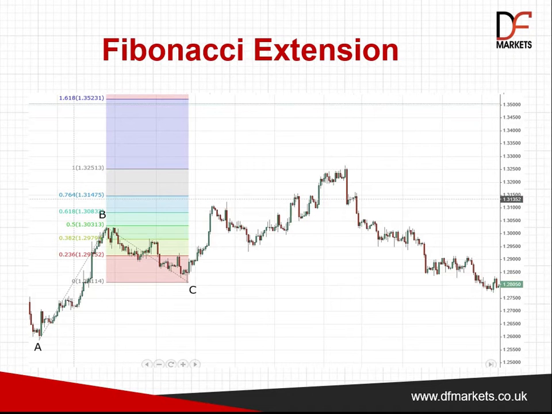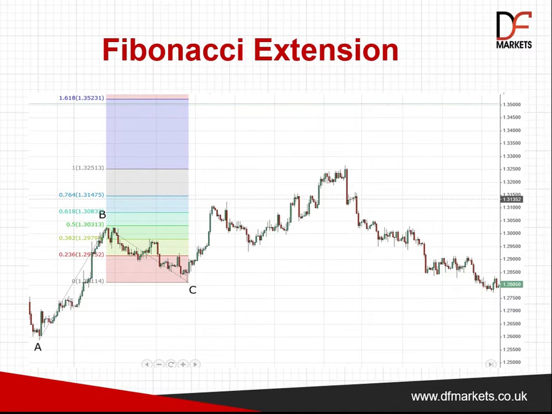Fibonacci Extension. The Fibonacci Extension tool is slightly different. With the retracement tool, we measure from A to B to find a potential C point. We use the Extension tool once the C point has been found because the tool has 3 reference points, allowing us to measure from A to B to C.